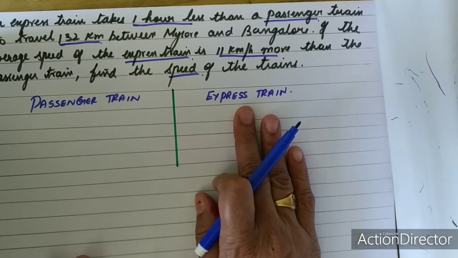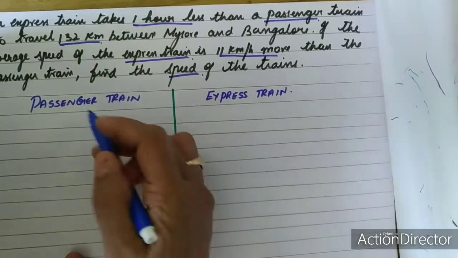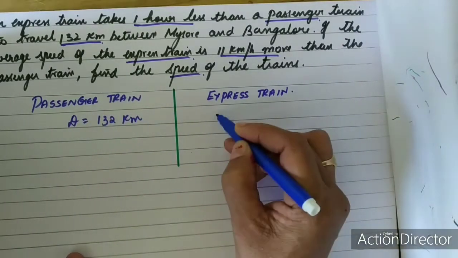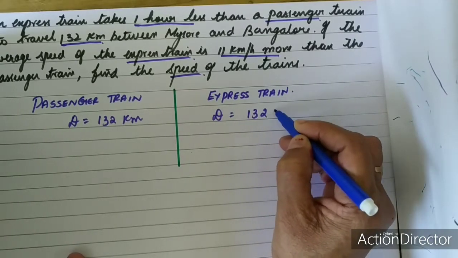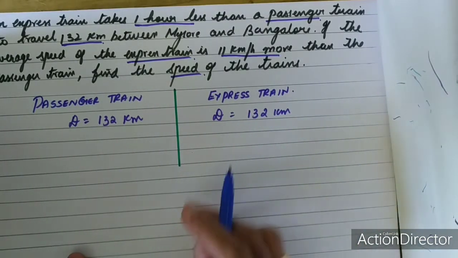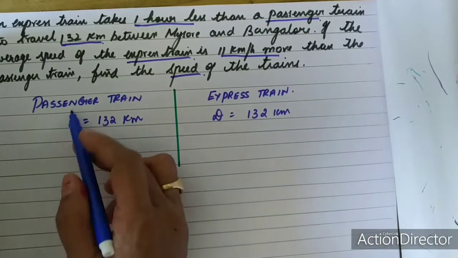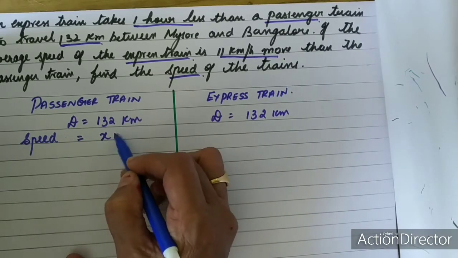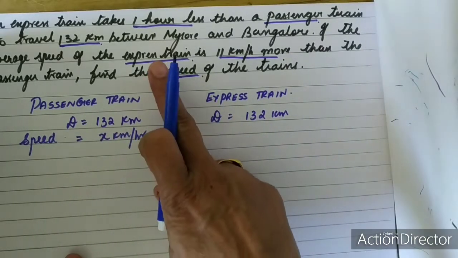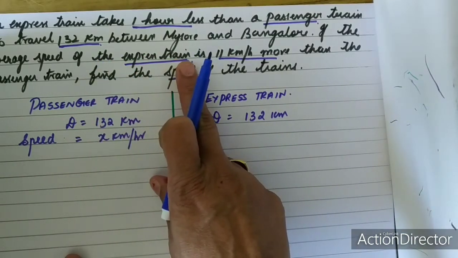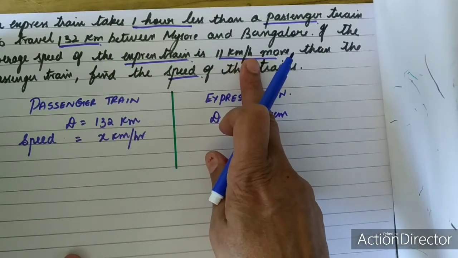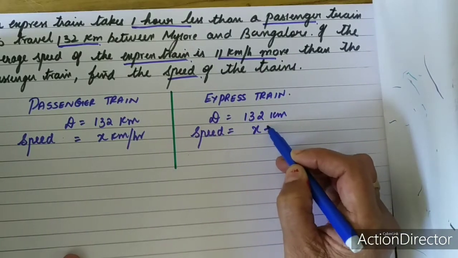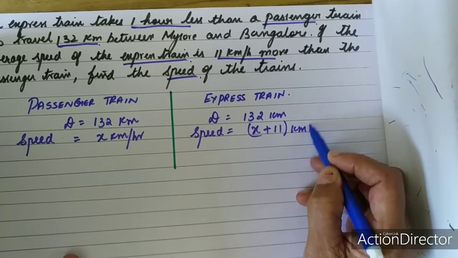So first let us see the distance. What is the distance we are going to cover? In both the cases the distance is equal to 132 kilometer. We don't know the speed of the passenger train, so let us write speed is equal to x kilometer per hour. But it is given in the question, speed of the express train is 11 kilometer per hour more. Therefore, here the speed will be equal to x plus 11 kilometer per hour.